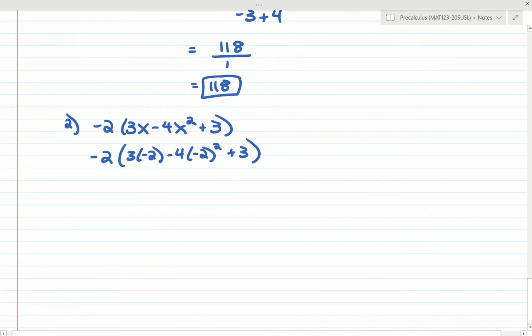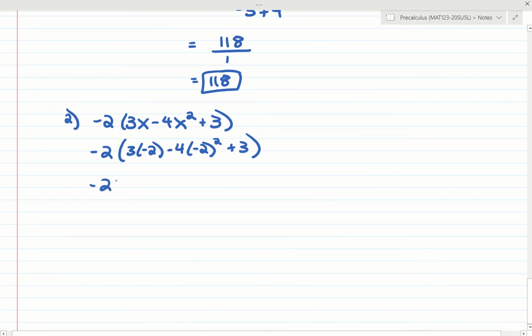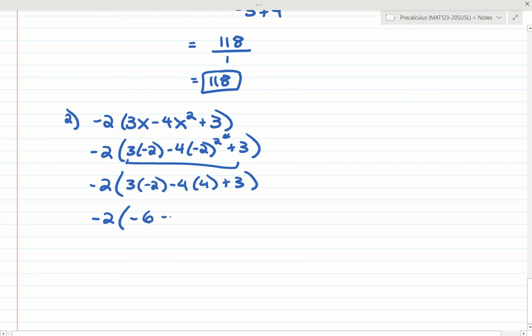So, all right, so I just plugged in our numbers for our letters. I'm going to look to see what happens next. So let's do parentheses. Inside of our parentheses, we have an exponent. So this will be 3 times -2 minus 4 times -2 squared plus 3. So this is -2 times. We have a few things to multiply, so I'm just going to multiply from left to right. -6 minus 16 plus 3.